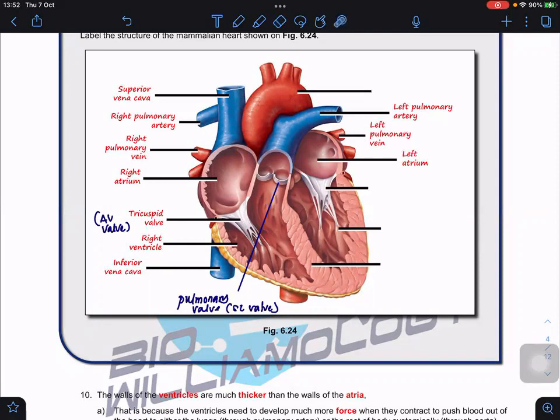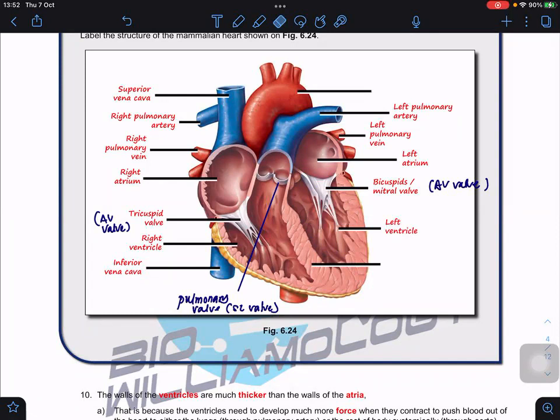Then from the left atrium, they have to cross this, okay, pushing open the valve. This valve has two cups only. So that's why we call it the bicuspid or mitral valve. Again, it's a kind of AV valve. Okay, it's a kind of AV valve. And then from the left atrium, enter into the left ventricle. Okay, into the left ventricle.